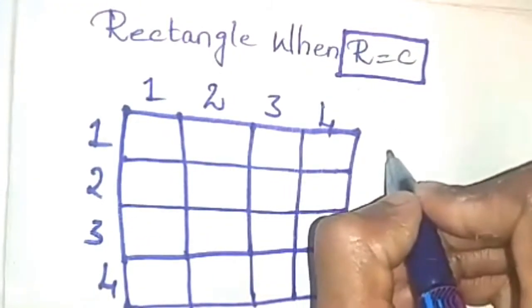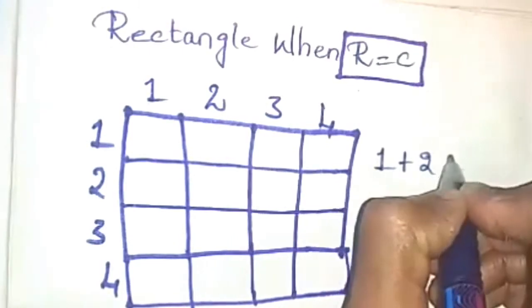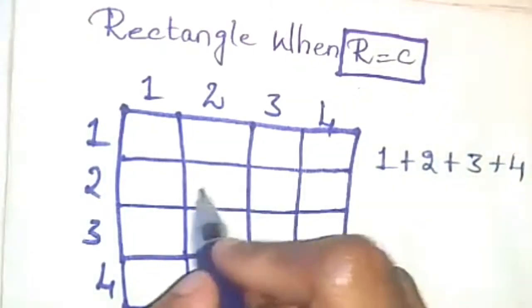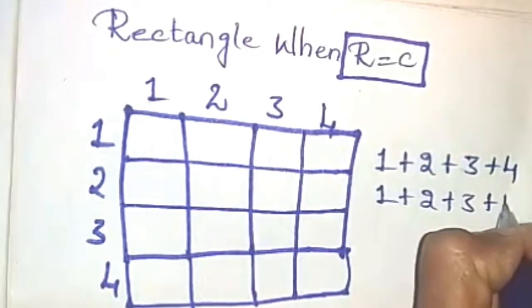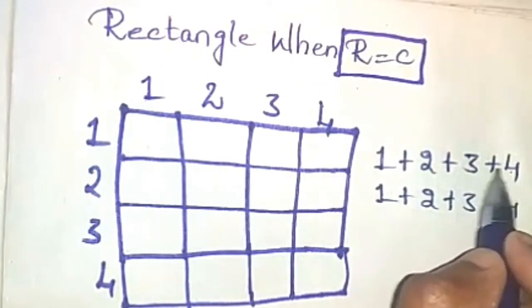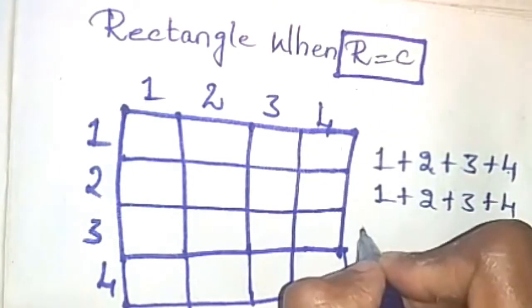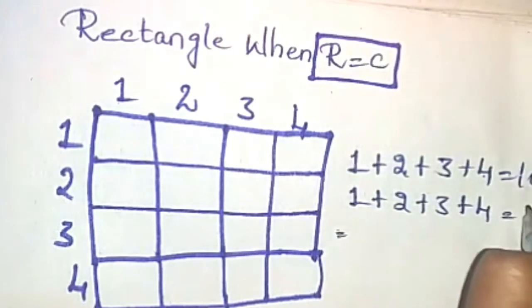Now what we have to do is take all the rows, 1 plus 2 plus 3 plus 4, and take the columns also. Now add both of these. What will we get? 4 plus 3 is 7, 7 plus 2 is 9, 9 plus 1 is 10. This is 10 and this is also 10.